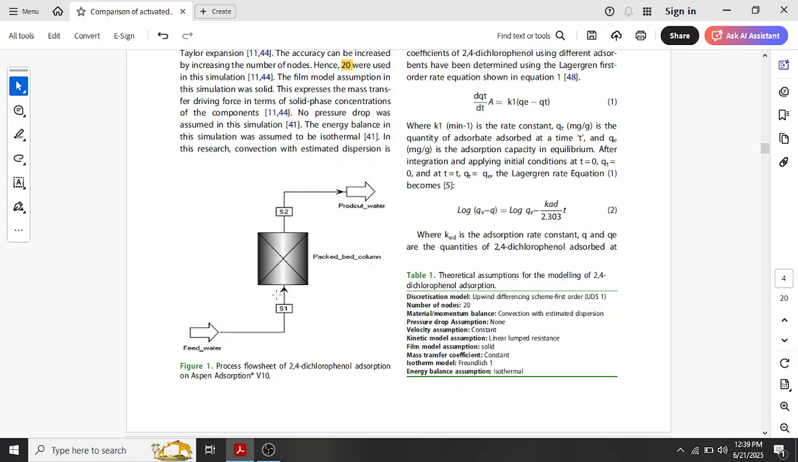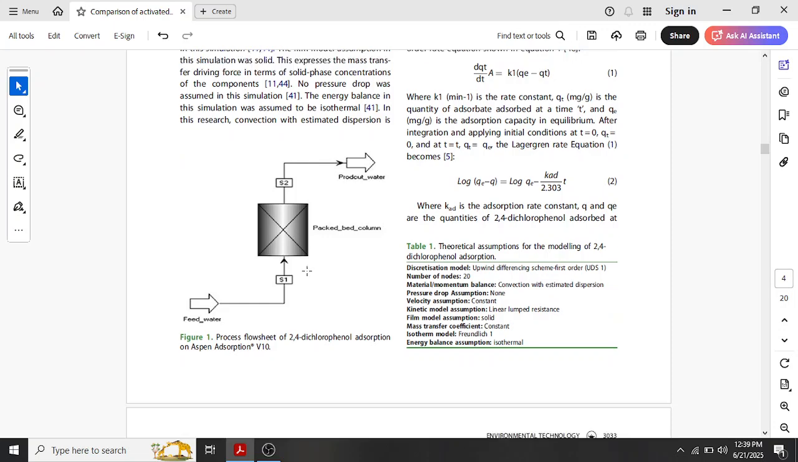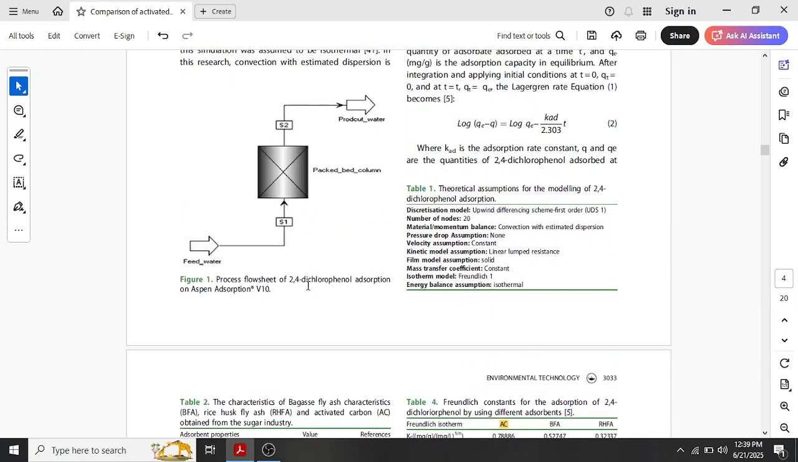We can regenerate this activated carbon by washing, or by using a dissolving agent. We can regenerate this column. Okay. So first of all, we will go to this.